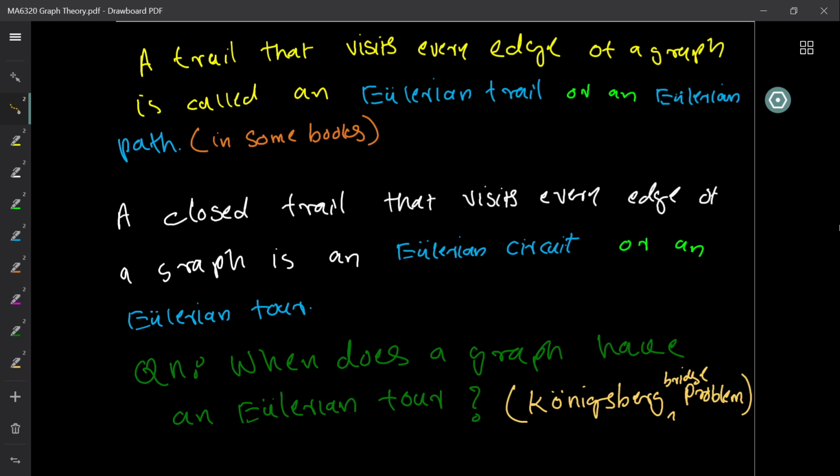Now you can also think about when a graph actually admits an Eulerian tour. What condition can you impose on the graph such that you can say that these graphs definitely have an Eulerian tour and this graph does not, something like that.